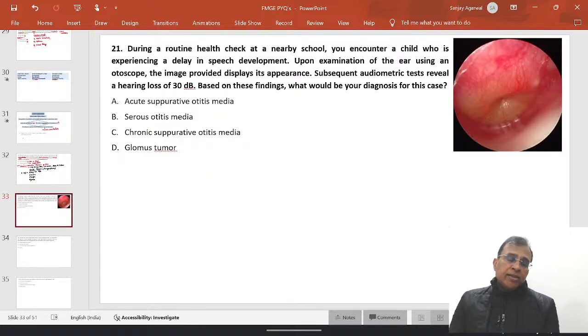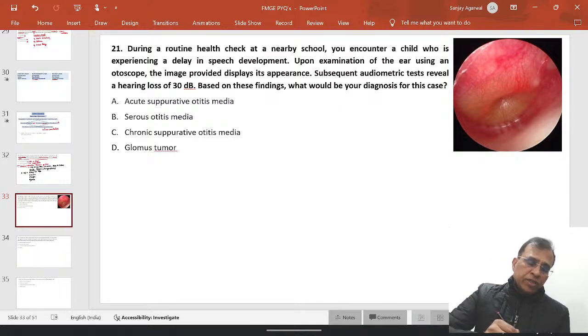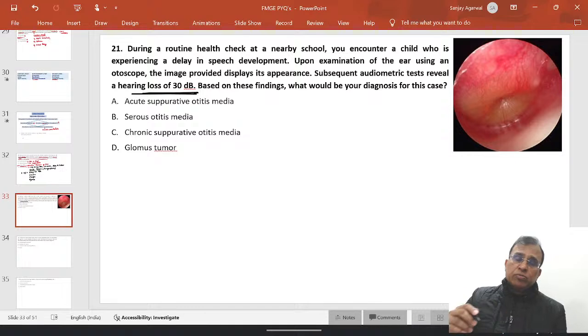During a routine health check at a nearby school, you encounter a child who is experiencing delay in speech development. Upon examination of the ear using an otoscope, an image provided displays his appearance. So you can look at the tympanic membrane. Subsequent audiological test reveals hearing loss of 30 decibel. Normal is 25, so it's more than 25 decibel, so there is a hearing loss. So what could be the diagnosis?